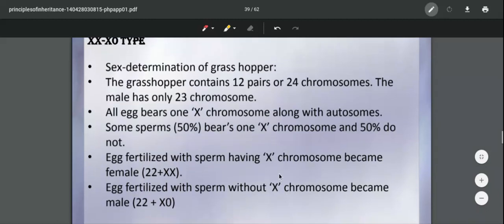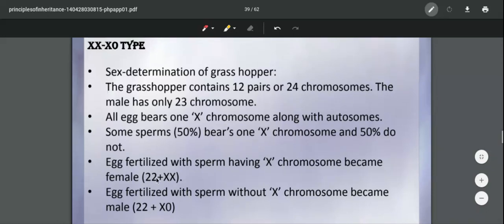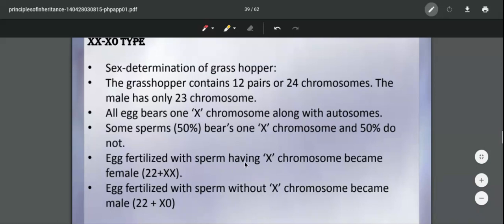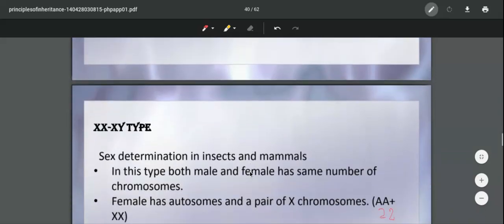So what you have to understand here is that the female is XX, and the female produces only one type of gamete, whereas a male is capable of producing two types of sperms or two types of gametes, the ones which have the sex chromosome and those which do not. So, this is an example of male heterogamety, meaning males produce two types of gametes. Now let us look at the other example.